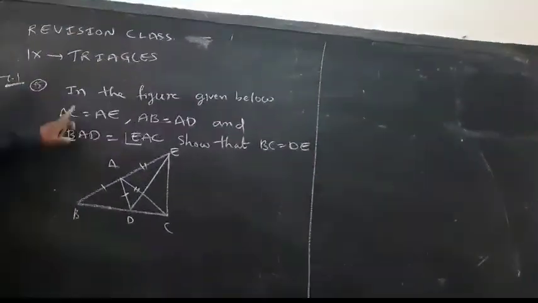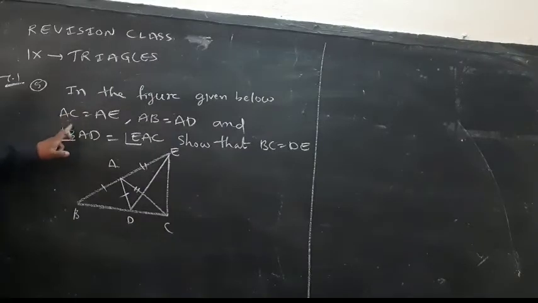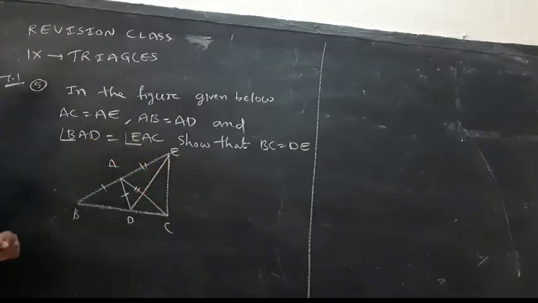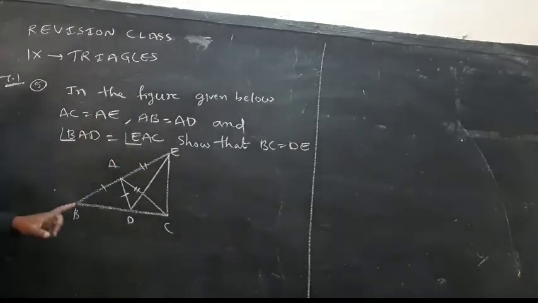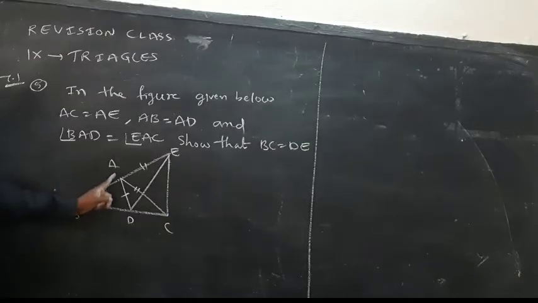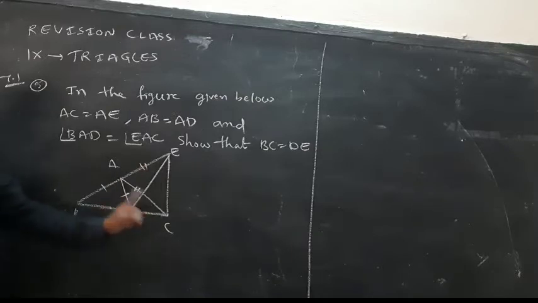What is the question here? In the given figure, AC is equal to AE. The length of AC and the length of AE are both equal in triangle ACE. Similarly, AB is equal to AD, so the length of AB and the length of AD are both equal in triangle BAD. Angle BAD is equal to angle EAC. Show that BC is equal to DE.